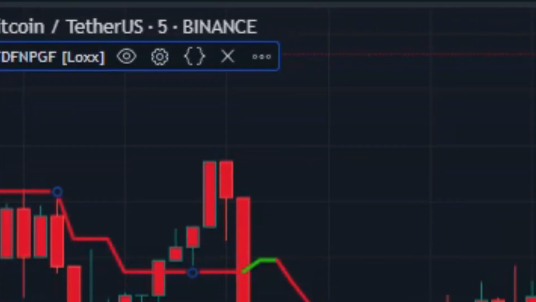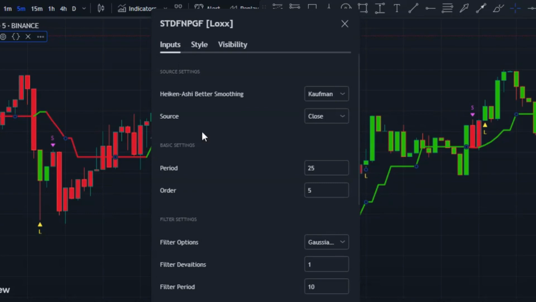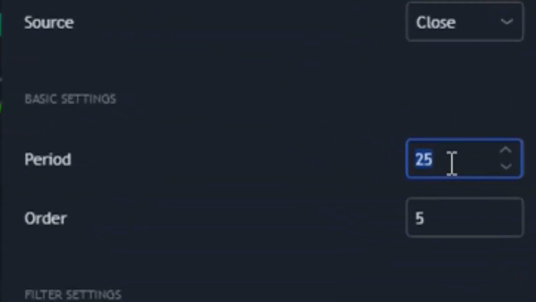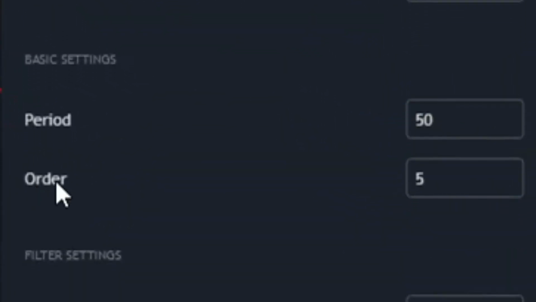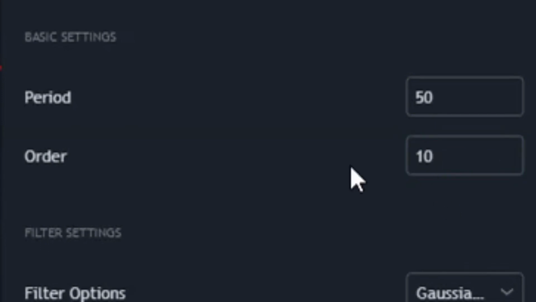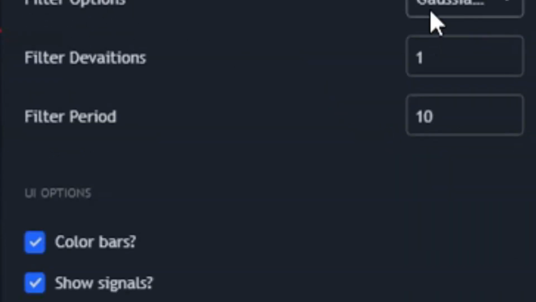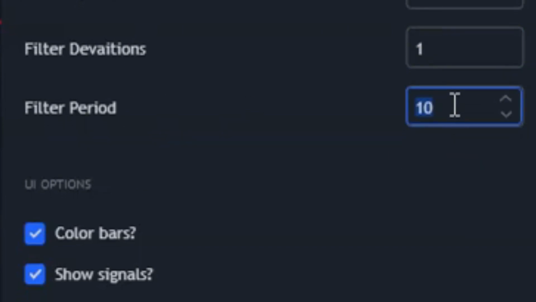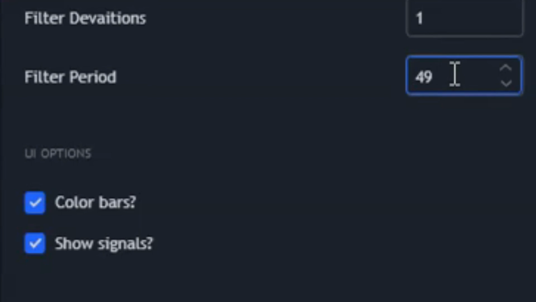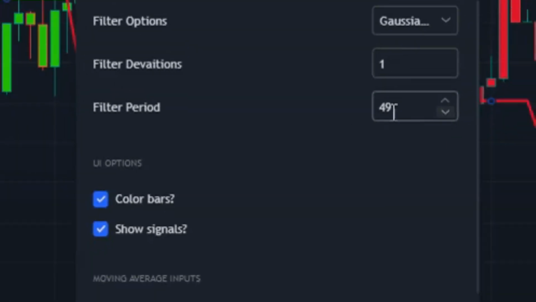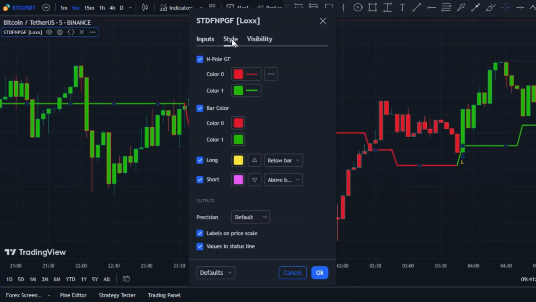Go to the Inputs tab and change period to 50. Order to 10. Filter deviation to 1. And filter period to 49. You can also customize how it looks in the style section, but the settings of the input section are the important part.